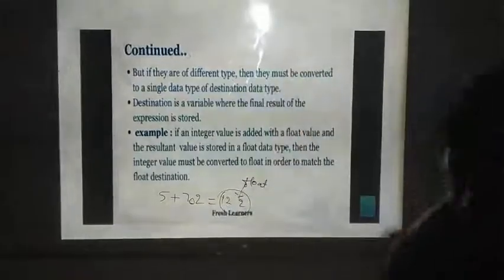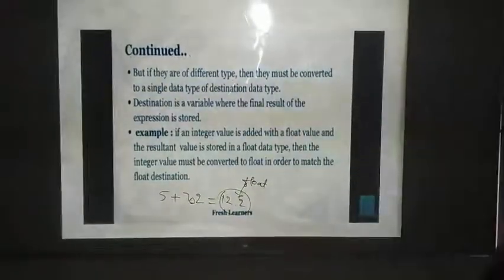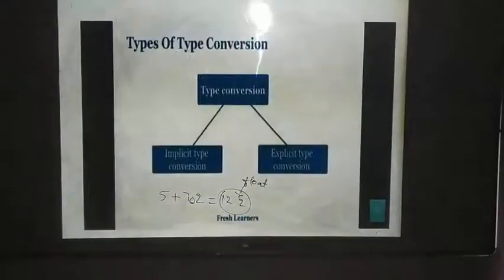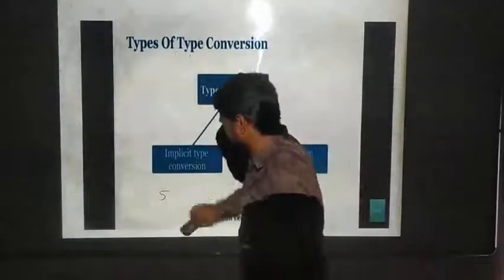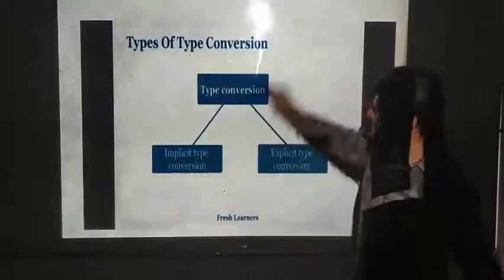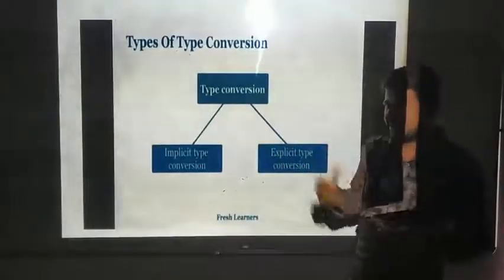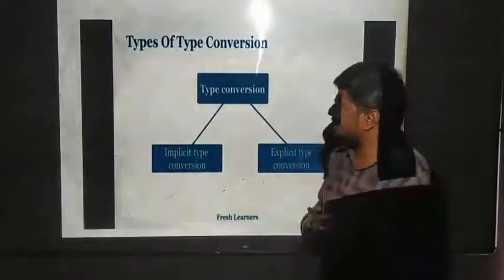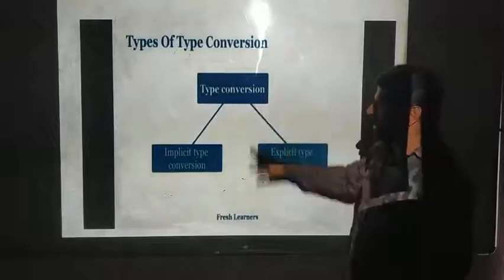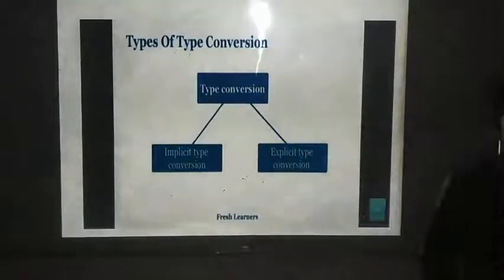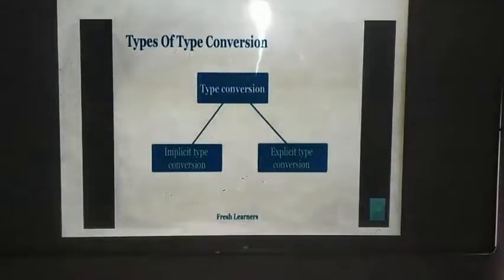Now, types of type conversions. Why is conversion required? Because the variables and operands are of different data types. Type conversion is of two types. One is implicit type conversion and another is explicit type conversion.